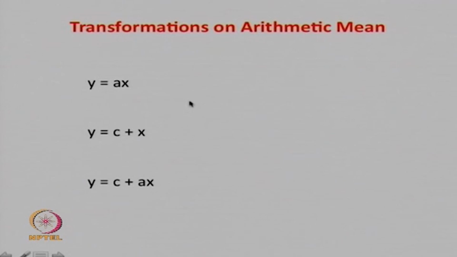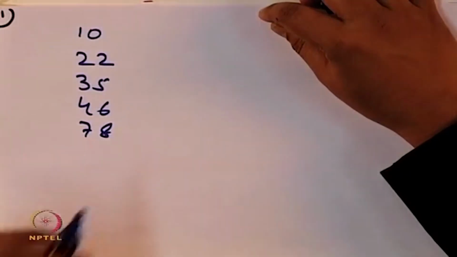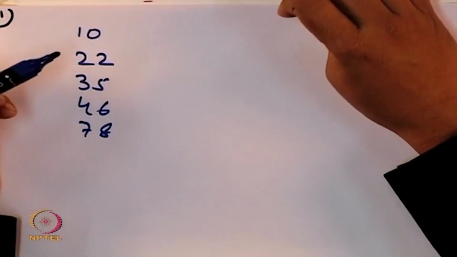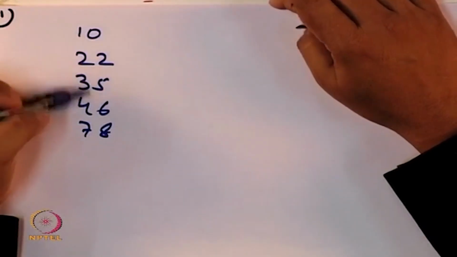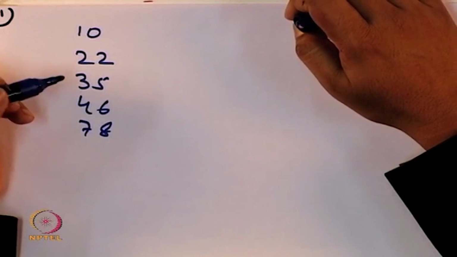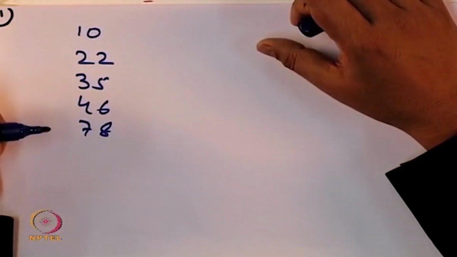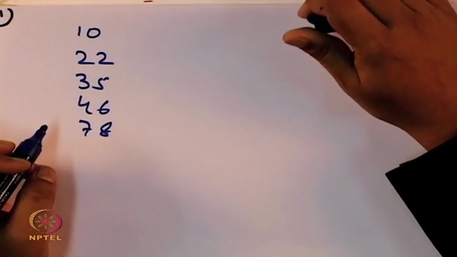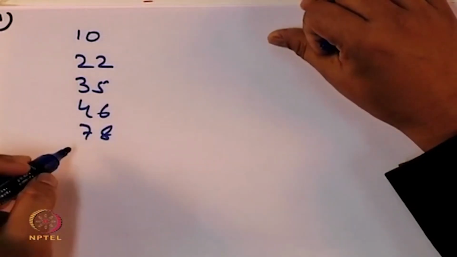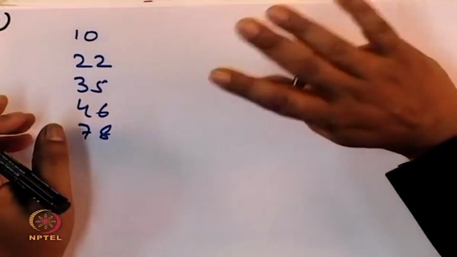Okay. So, there were three main transformations we had discussed in the last class: y is equal to ax, y is equal to c plus x, and y is equal to c plus ax. Just to give you an example, if you have numbers like 10, 20, 22, 35, 46, 78, what should you do? What you see is that two things are going on. These are increasing roughly in jumps of 10 or so, and you have a range from 10 to 80. Particularly if you are doing it by hand, and in this case there are only 5 numbers, we can even add up by hand.